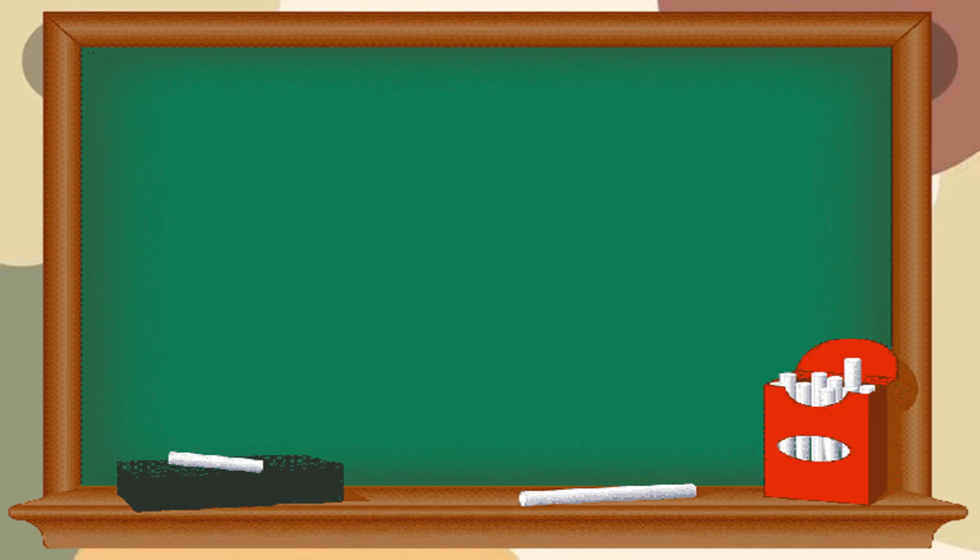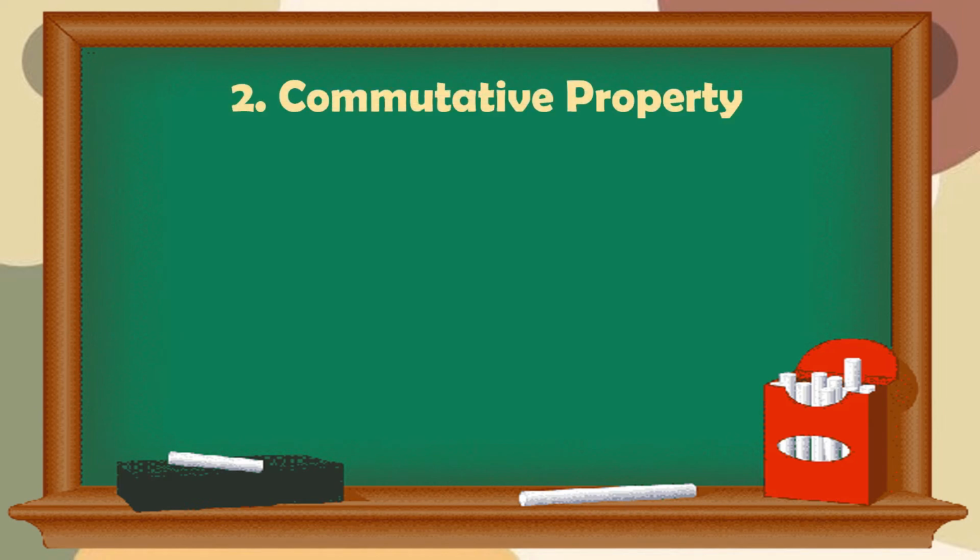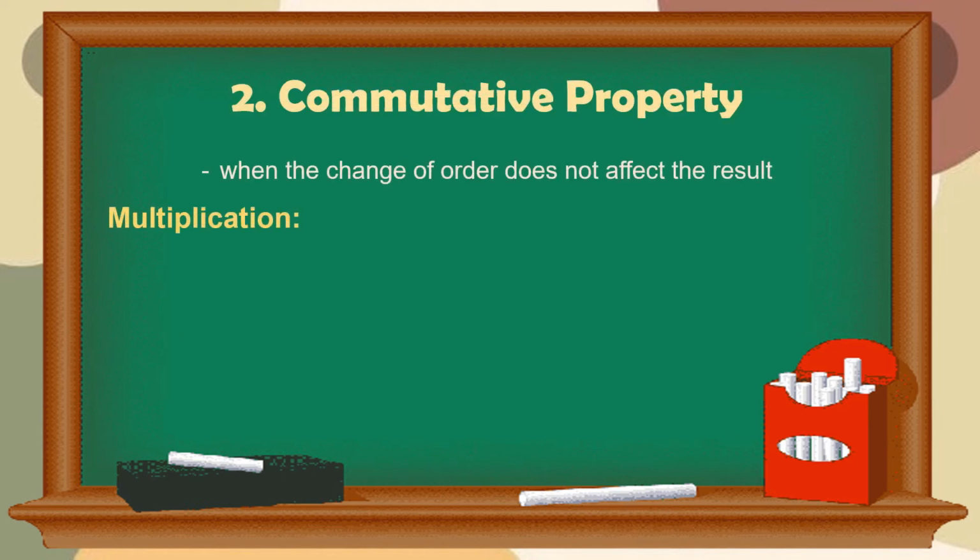Now, let's have another example for commutative property of multiplication. If we change 6 times 4 into 4 times 6, it will have the same product. 6 times 4 is 24. 4 times 6 is 24.